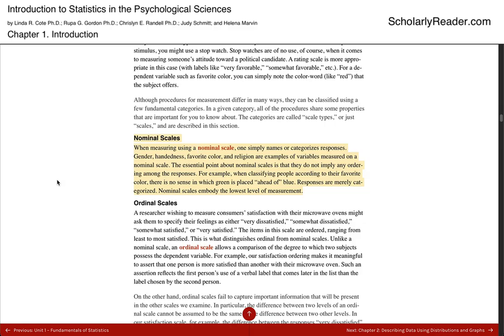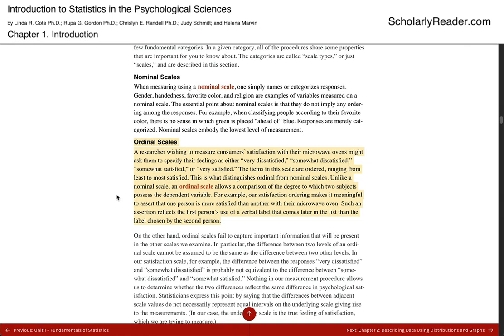Nominal scales. When measuring using a nominal scale, one simply names or categorizes responses. Gender, handedness, favorite color, and religion are examples of variables measured on a nominal scale. The essential point about nominal scales is that they do not imply any ordering among the responses. For example, when classifying people according to their favorite color, there's no sense in which green is placed ahead of blue. Responses are merely categorized. Nominal scales embody the lowest level of measurement.